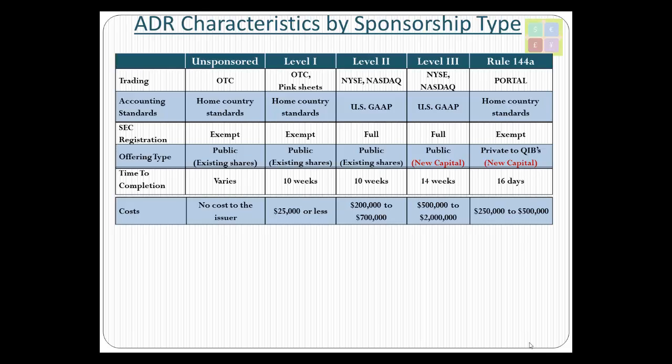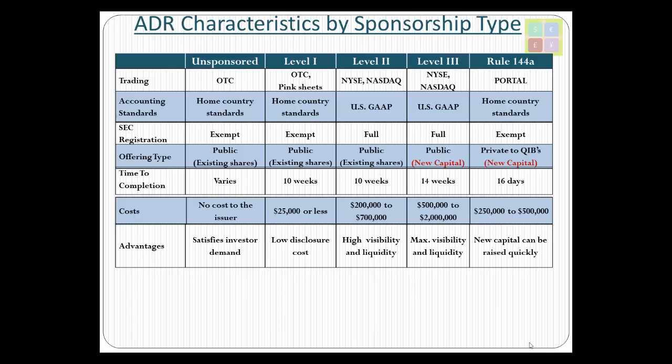Under level 1 ADR, the cost is $25,000 or less. Level 2 is $200,000 to $700,000. And under level 3, the cost could range from $500,000 to $2 million. And under the SEC Rule 144A, the cost could range from $250,000 to $500,000.